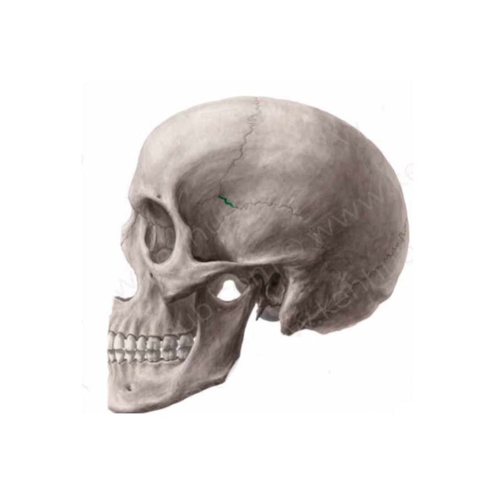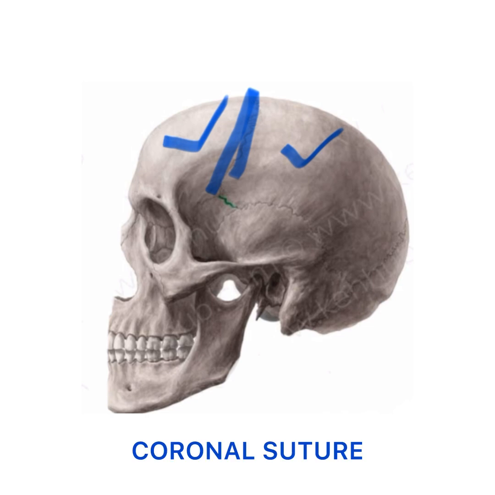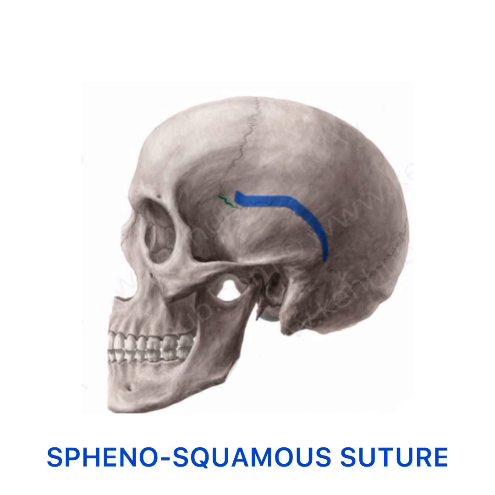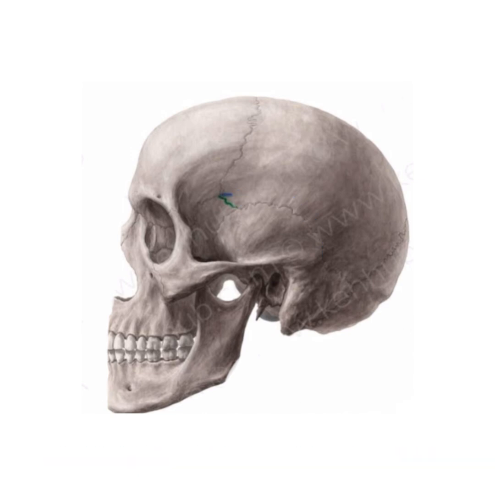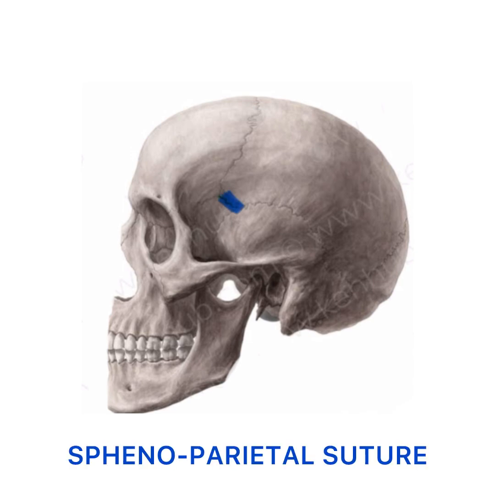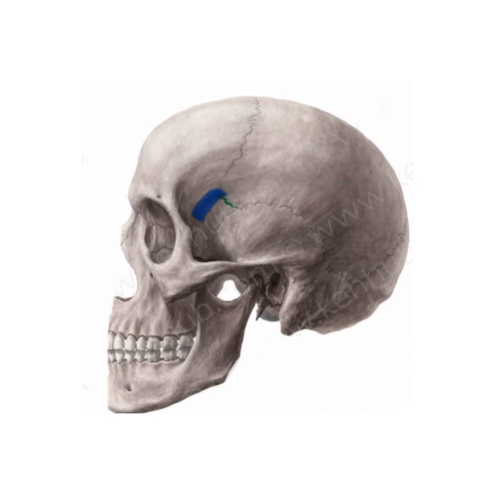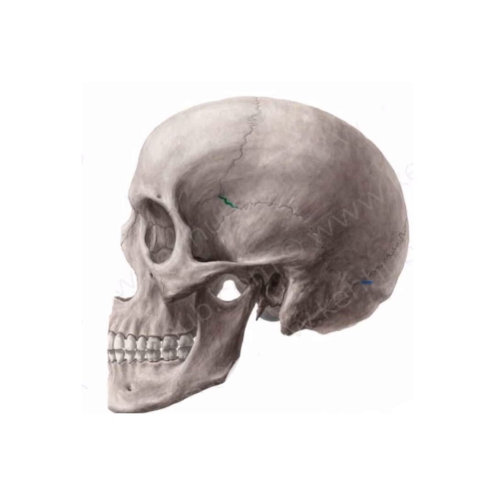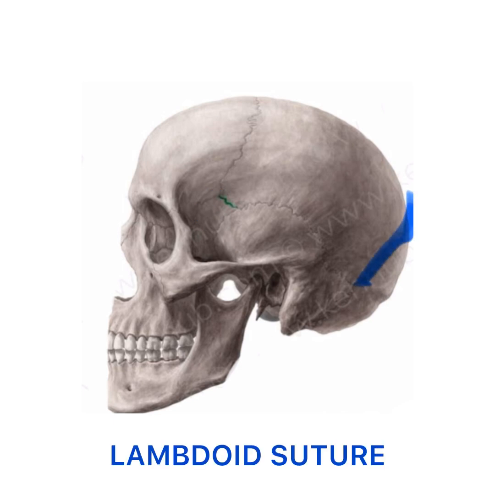The suture that joins the frontal bone and the parietal bone is known as the coronal suture. Both parietal bones are joined with the help of the sagittal suture. The parietal bone and the temporal bone here are joined by the spheno-squamosal suture. The parietal bone and the sphenoid bone here are joined by the sphenoparietal suture. Here the sphenoid bone is joined with the frontal bone, which is known as the sphenofrontal suture. And where the parietal bone joins the occipital bone is known as the lambdoid suture.